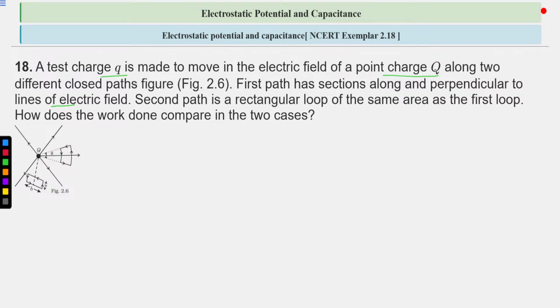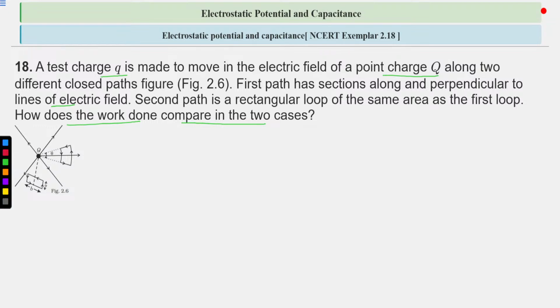The second path is a rectangular loop of the same area as the first loop, so both loops enclose the same area. How does the work done compare in the two cases? What is the work done in the two cases?